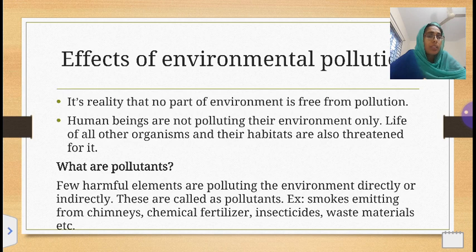For example, chemical fertilizer. Farmers apply this fertilizer on their land, so it pollutes soil. But during raining, this fertilizer mixes with rainwater and then flows into water bodies. So in that case, the chemical fertilizer is a pollutant which has an indirect effect. So you have some examples: smoke emitting from chimneys, chemical fertilizer, insecticide, waste materials, etc.